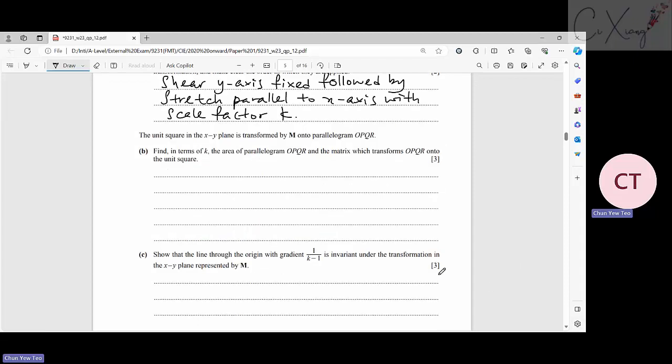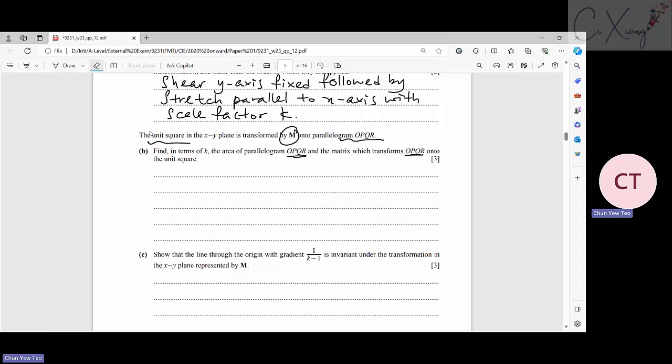Then now part B. They are having a unit square. So unit square means the square is 1 unit, with vertices 0, 1, 1 here. So for the unit square, the area will be 1. It's transformed by M onto the parallelogram OPQR. So after you transform by M, then you will end up at the image OPQR. Find in terms of k the area of parallelogram OPQR. That means the area of the image, and the matrix which transforms OPQR onto the unit square.